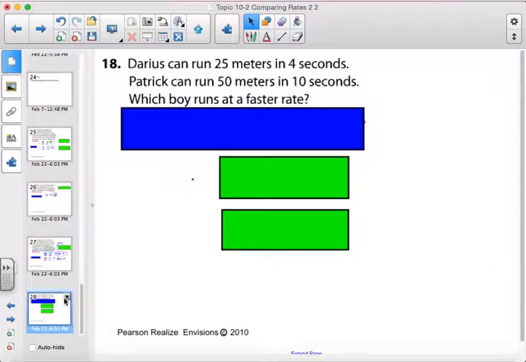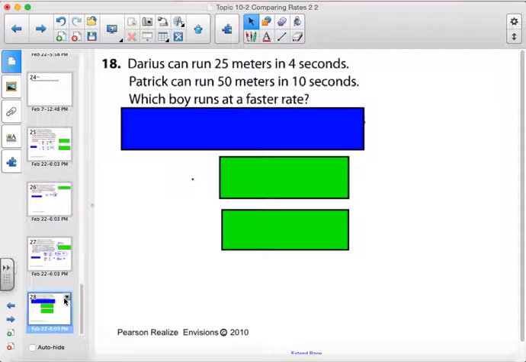All right, let's try one more. See if you can solve problem 18. Pause the video. All right, here we go. Darius can run 25 meters in 4 seconds. Patrick can run 50 meters in 10 seconds. Which boy runs at a faster rate?